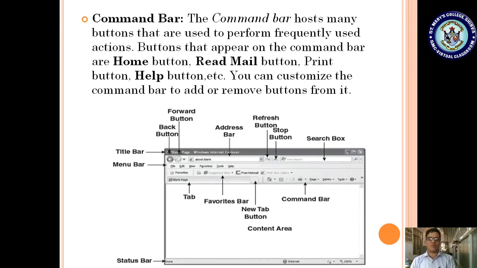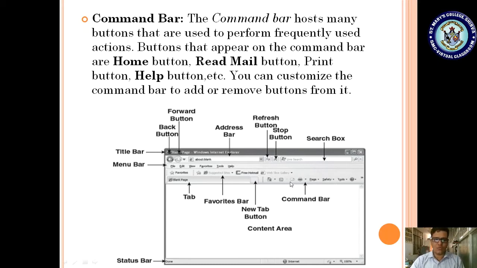And next one is the command bar. The command bar hosts many buttons that are used to perform frequently used actions. Buttons that appear on the command bar are the home button, read mail button, print button, and help button. Whatever command buttons are shown here, these include a home button.